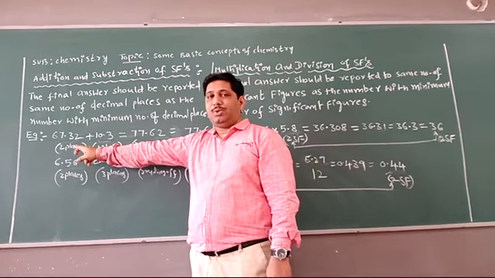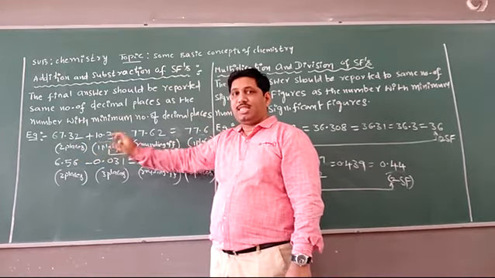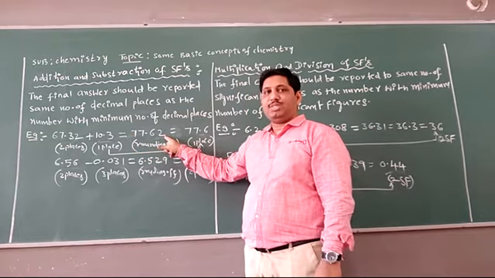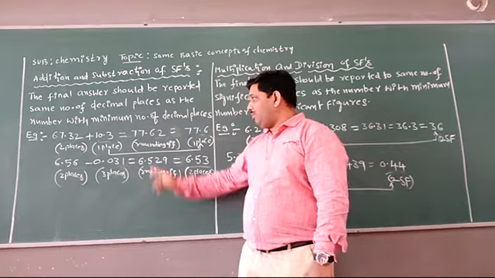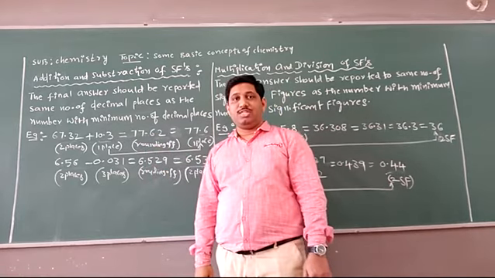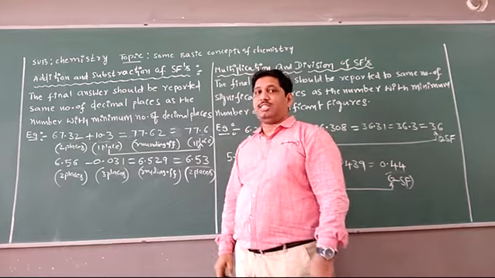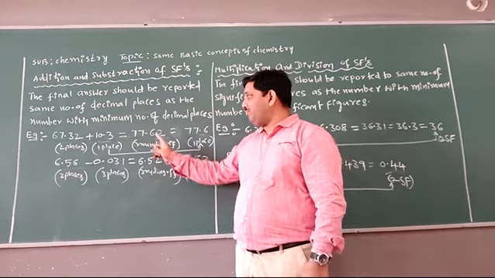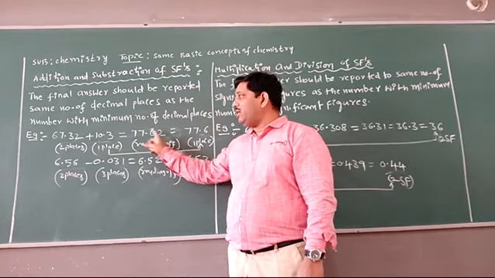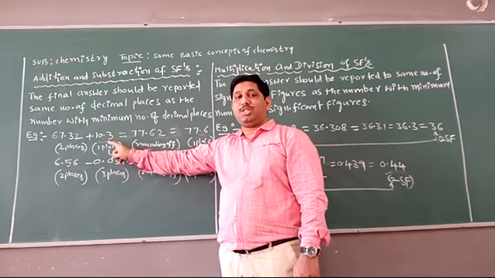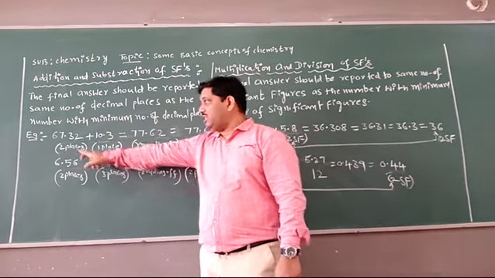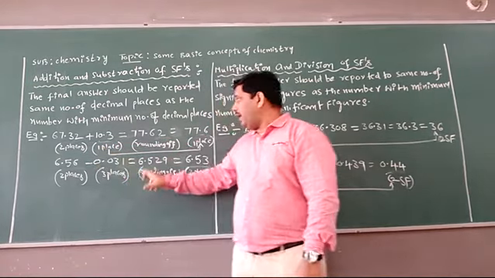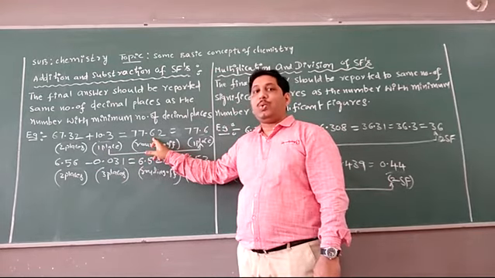Therefore, 67.32 has two decimal places and 10.3 has one decimal place. If you add the two numbers, you will get 77.62. But this answer is not correct, students. Why? According to the rules of significant figures and decimal places, the final answer must be reported to the same number of decimal places as the number with the minimum number of decimal places. The first number has two decimal places, the second has only one. Hence, the final answer is rounded off to one decimal place.